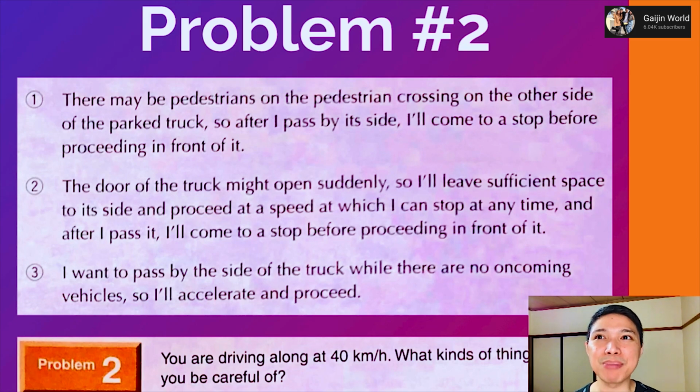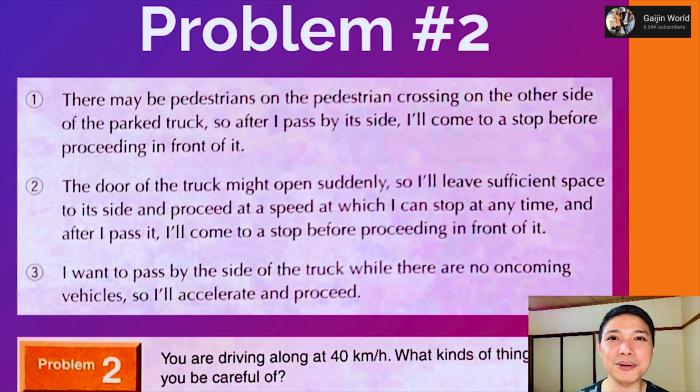After I pass by its side, I will come to a stop before proceeding in front of it. Number 2, the door of the truck might open suddenly, so I will leave sufficient space to its side and proceed at a speed at which I can stop at any time. And after I pass it, I will come to a stop before proceeding in front of it. And number 3, I want to pass by the side of the truck while there are no oncoming vehicles, so I will accelerate and proceed.